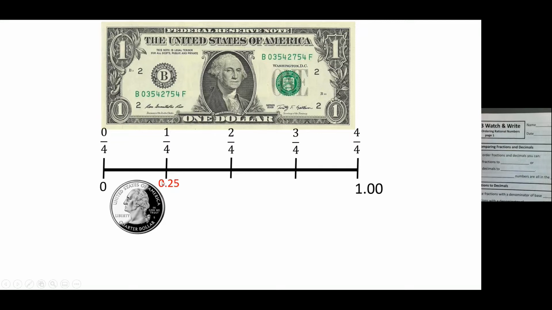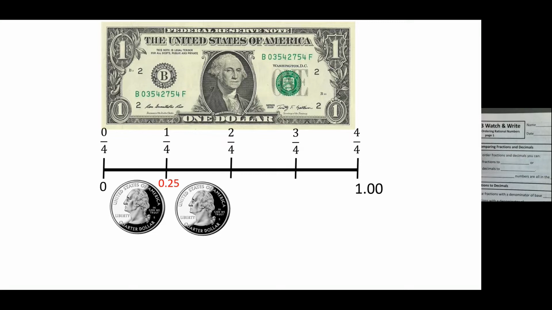0.25. That means we have $0, no dollars, and 25 cents. Okay, 25 100ths. If there's 100 pennies that make up this $1, a quarter is 25 pennies, 25 cents. 1 divided by 4 as a decimal is 0.25. So all of these are equivalent. 1/4 is the same as 0.25, which is a quarter. Quarters are the same as fourths.